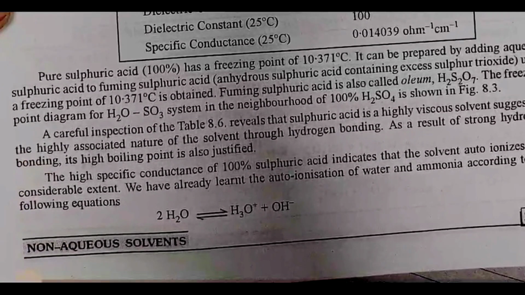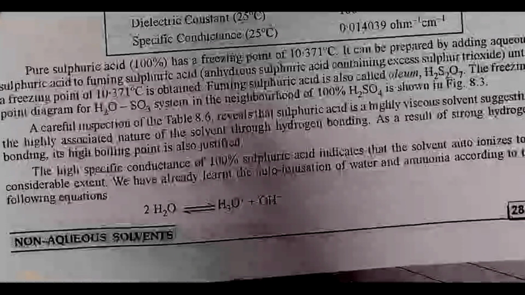Pure sulfuric acid, 100%, has a freezing point of 10.371 degrees Celsius. It can be prepared by adding aqueous sulfuric acid to fuming sulfuric acid, anhydrous sulfuric acid containing excess sulfur trioxide, until a freezing point of 10.371 degrees Celsius is obtained. Fuming sulfuric acid is also called oleum, H2S2O7. The freezing point diagram for the H2O-SO3 system in the neighborhood of 100% H2SO4 is shown.